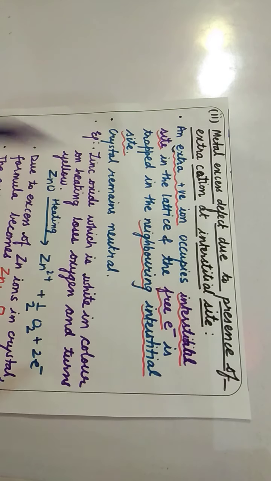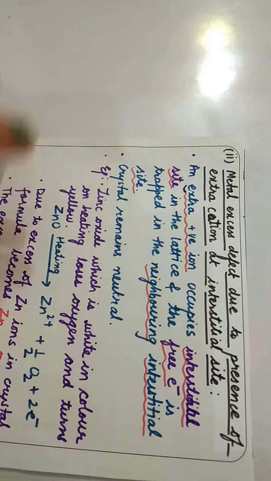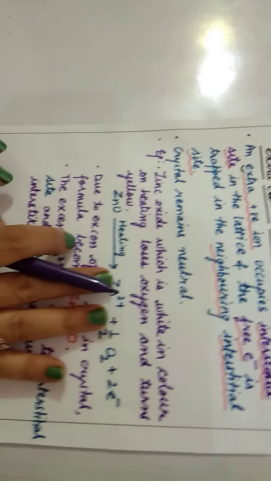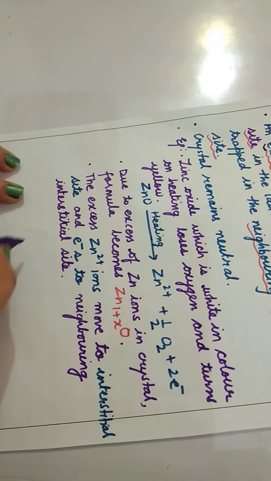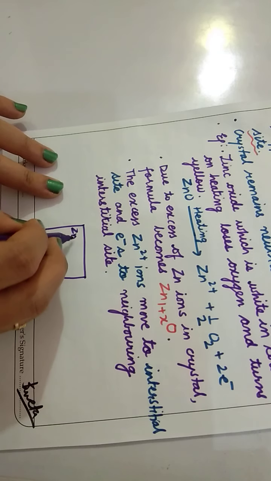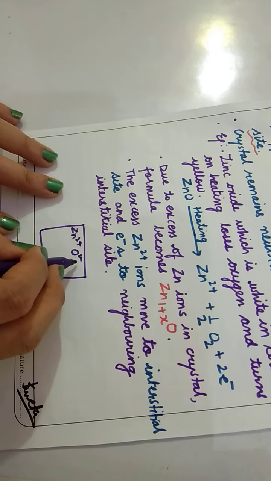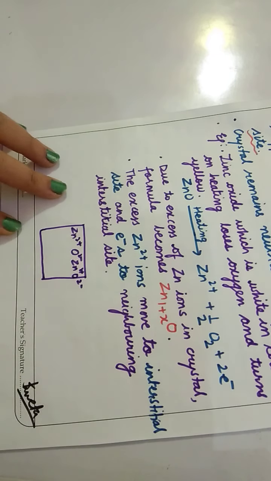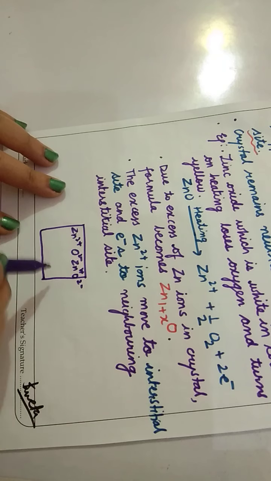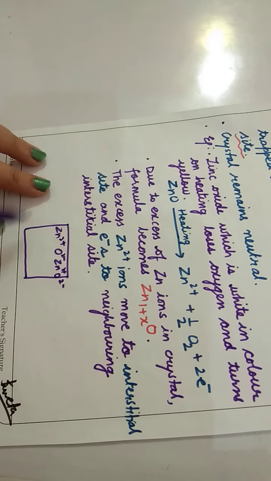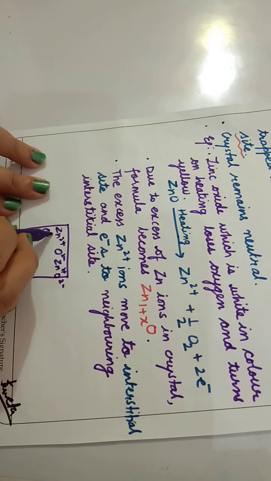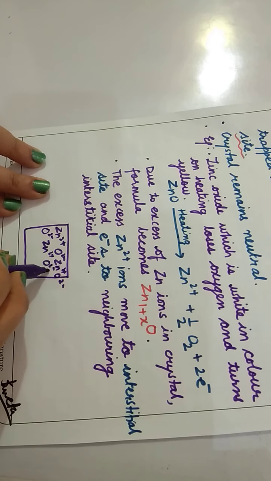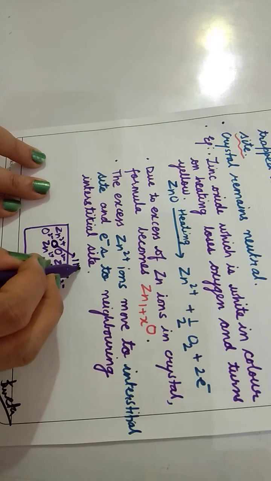metal excess defect is due to the presence of extra cation at interstitial site. Now suppose we have a crystal of Zn2+, here it is O2-, Zn2+, here also it is O2-. So this system is repeated again and again over the entire crystal. Here it will be O2-, Zn2+, O2-, Zn2+. So the left space is the interstitial site.